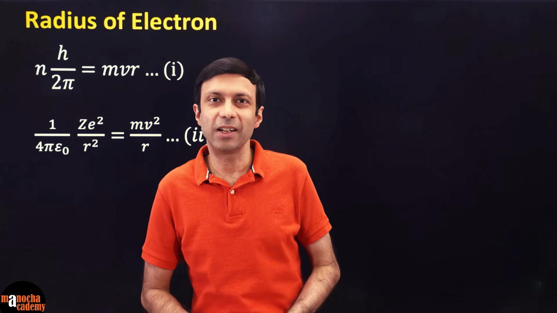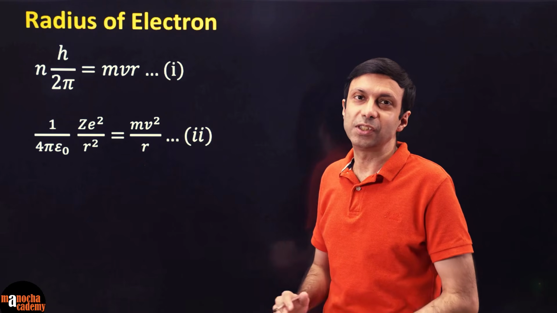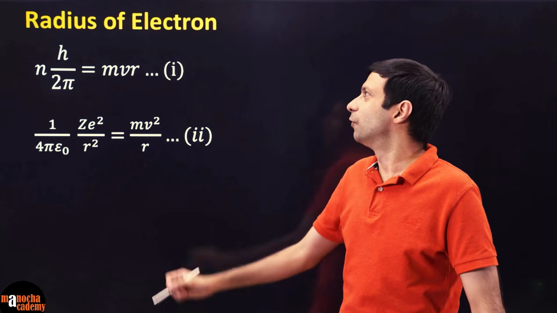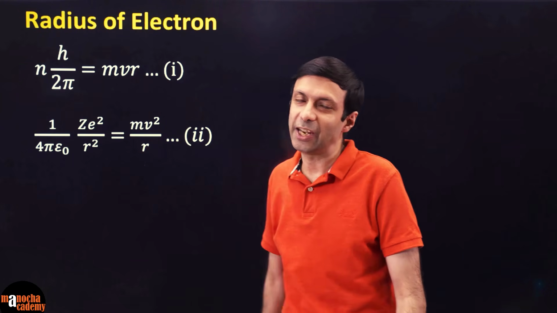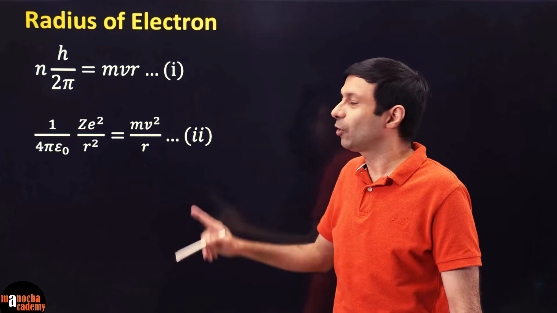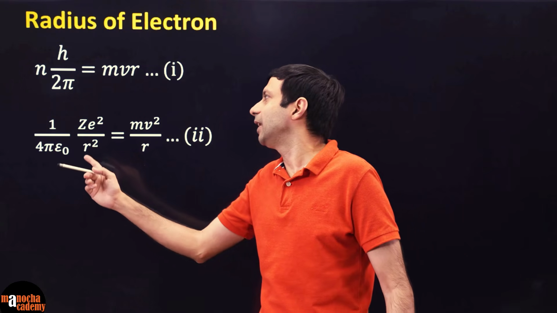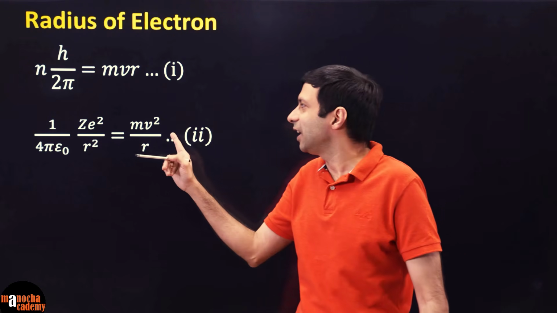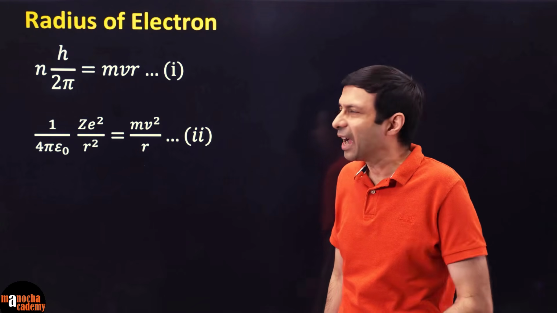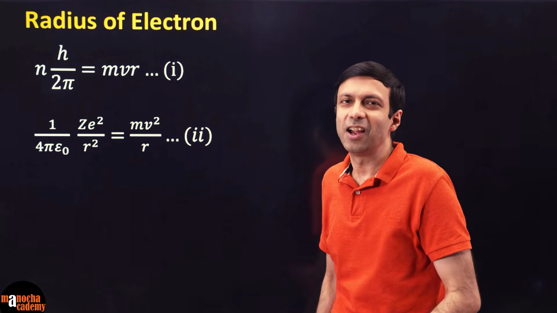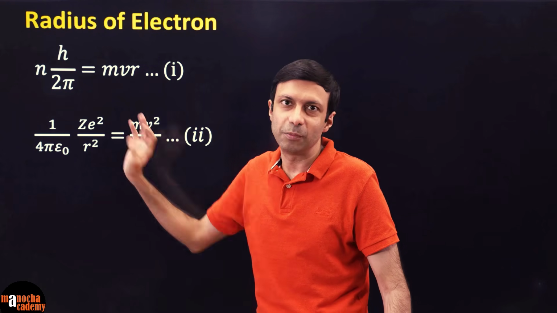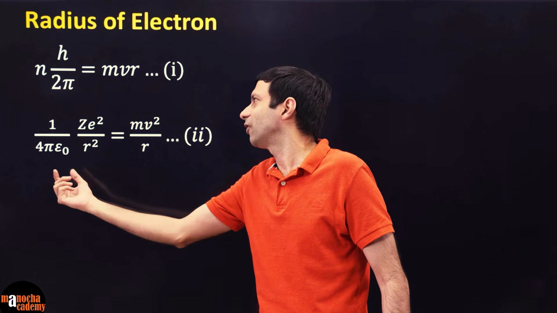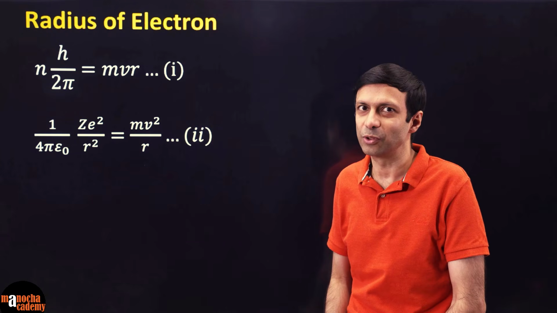So what will we do for that? We can make use of the equations that we have seen before. The first equation, remember, is that angular momentum is integer multiples of h by 2 pi. And the second equation we got by equating the electrostatic force to the centripetal force. I know these formulas look a little complicated, but don't worry, the concepts are very simple. You're equating angular momentum to nh by 2 pi, and here electrostatic force to your centripetal force.